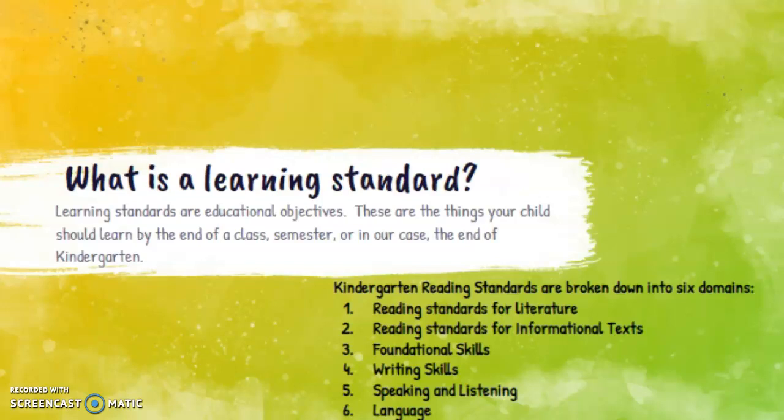What is a learning standard? Learning standards are educational objectives. They are the things your child should learn by the end of a class, a semester, or in our case, the end of kindergarten. Kindergarten reading standards are broken down into 6 domains listed here: literature, informational text, foundational skills, writing skills, speaking and listening, and language.